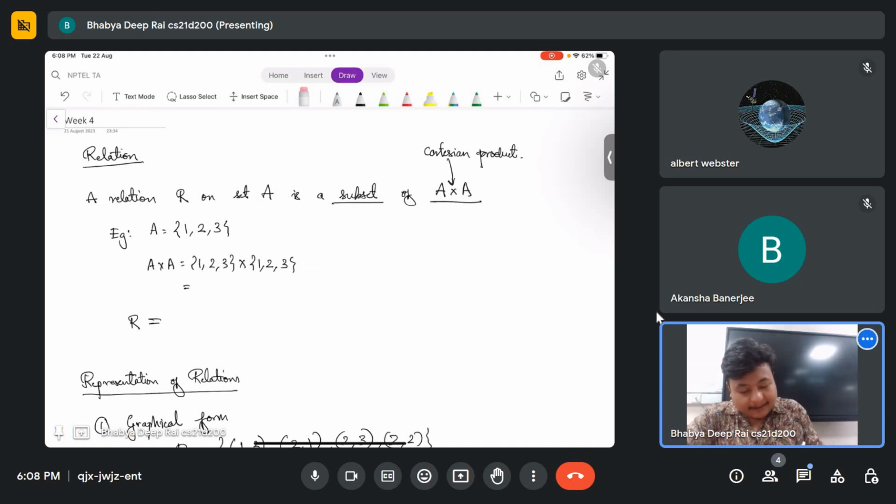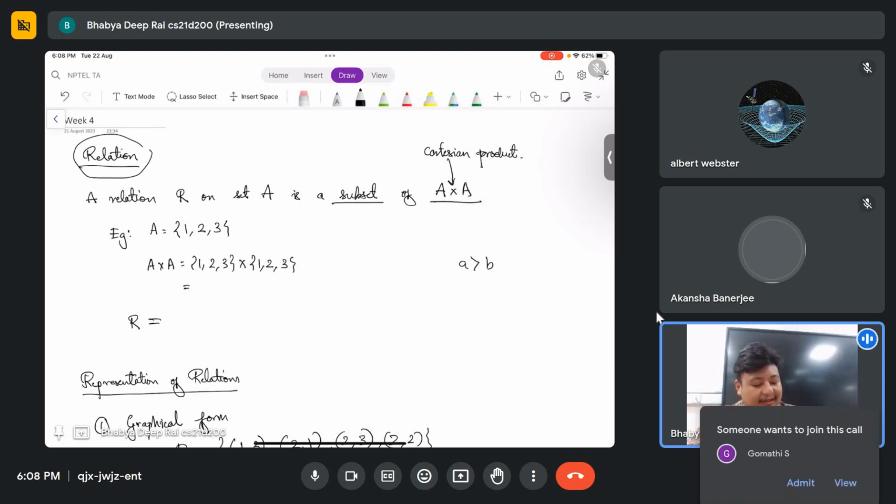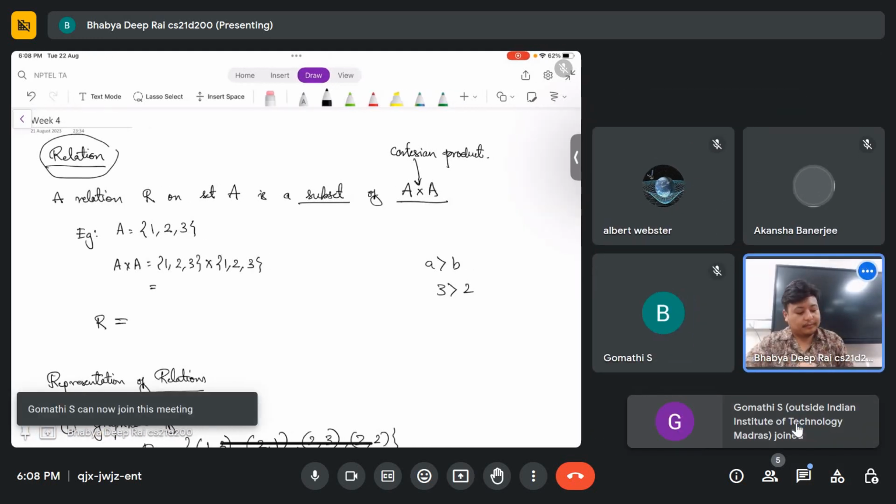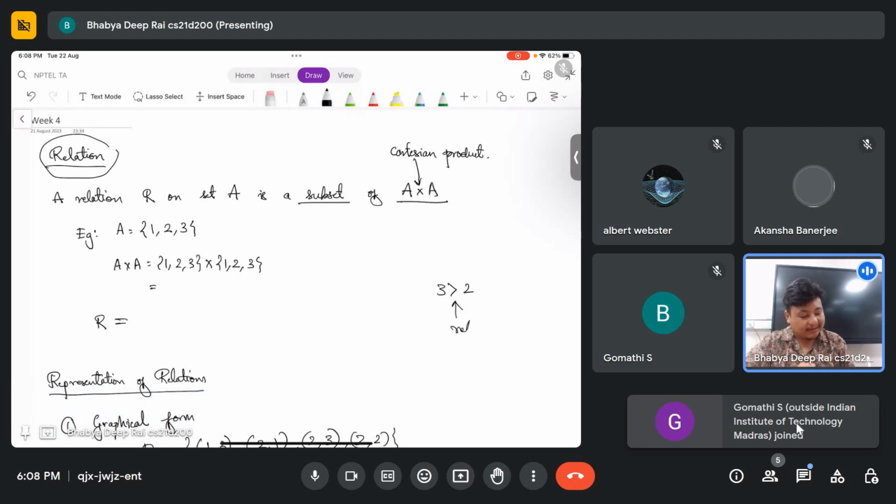Now, without further ado, the topic for this week is relations. This is quite an interesting aspect of discrete mathematics. Relations are actually used to, as the name says, relate two things. For example, we say 3 is greater than 2, and we say that greater than represents a relation.